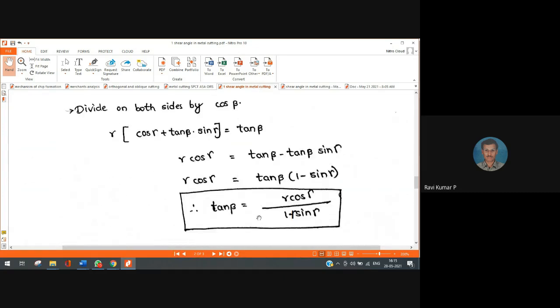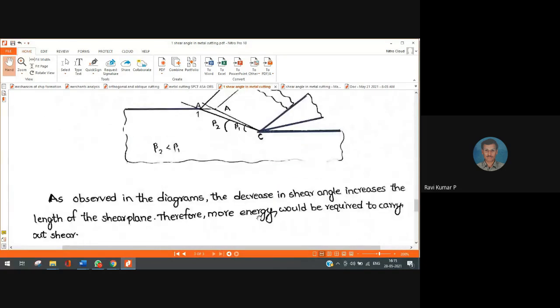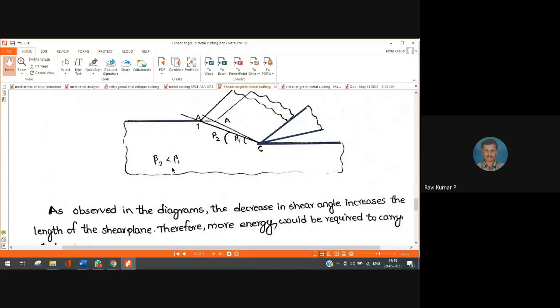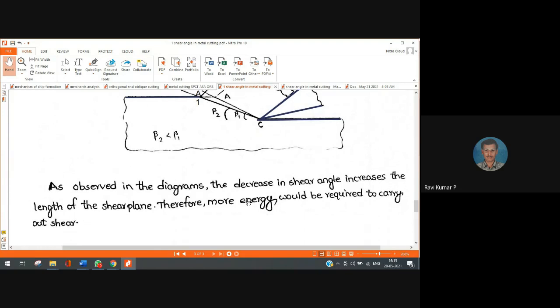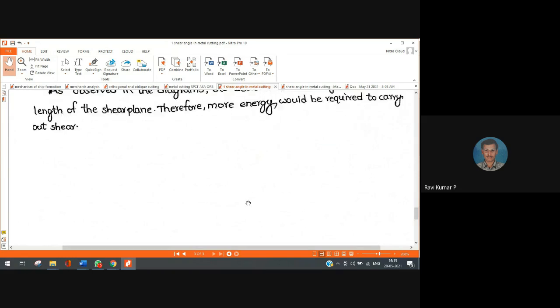You can see the implication. Look at the case where beta 2 is less than beta 1. This beta 2 is a smaller value of shear angle compared with beta 1, right? Therefore you are finding more length of the shear plane. As the shear plane length increases, the length over which the chip has to bend or slide will increase. Therefore I require more energy. Okay, so this is one important issue.